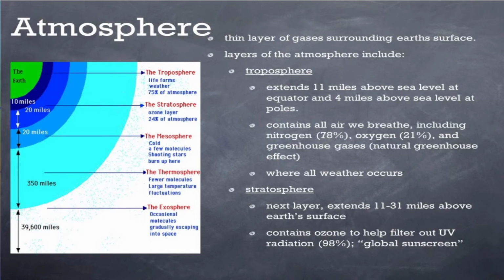The upper limit of the troposphere is called the tropopause. Second one is the stratosphere. Below it was the lowermost layer, the troposphere. The second layer is the stratosphere.